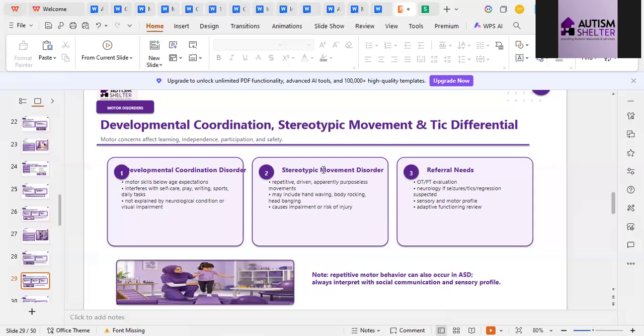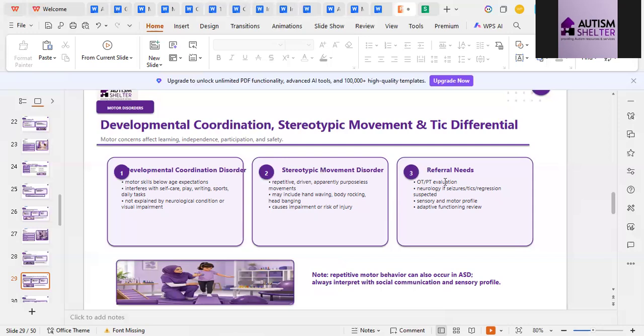But with stereotypic movement disorder, when the word disorder comes, it means the red flags have come up. Now we have to look at hand waving, body rocking, head banging, and whether there are impairments or risk of injury. A very important thing we work with is an integrated approach to deal with special needs children.